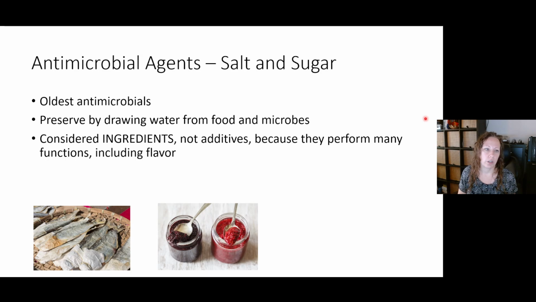Now, salt and sugar are considered ingredients, not additives, so they would not be listed under the GRAS list or the controlled substances list because they perform many functions, including flavor, and of course they're very, very safe to add. You could eat straight salt and sugar. At some point, salt is self-limiting because the flavor is too much, but you can eat them and there's no ill effects. But they perform many other functions, including flavor, right? So jam and jelly, well, obviously that sugar performs a major flavor function in those foods. And salt also.